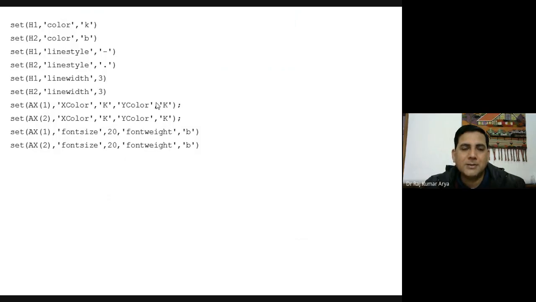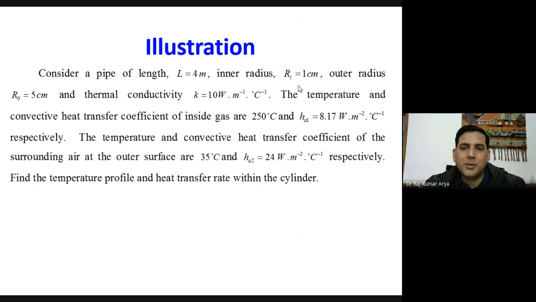So let's see what you have here. This was the problem statement for this particular case study. We have a length L, inner radius R1 equal to 1 centimeter, outer radius 5 centimeter. Conductivity is given as 10 watt per meter per degree Celsius. The inside gas temperature is 250 and its convective heat transfer coefficient is 8.17. Outside you have the surrounding atmosphere at 35 degrees Celsius, whose convective heat transfer coefficient is 24 watt.